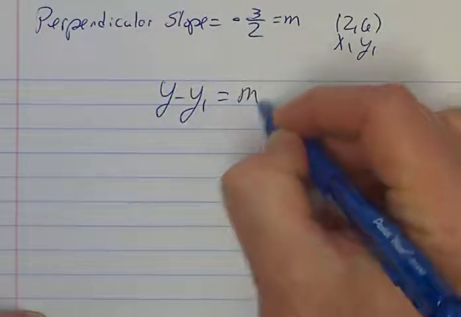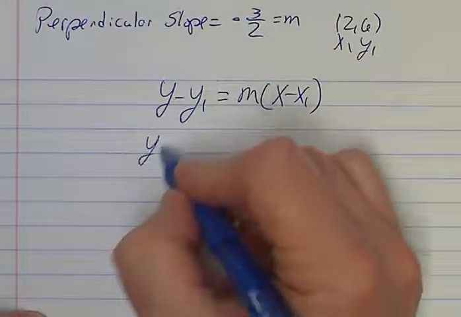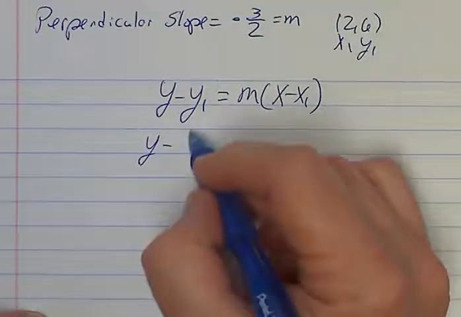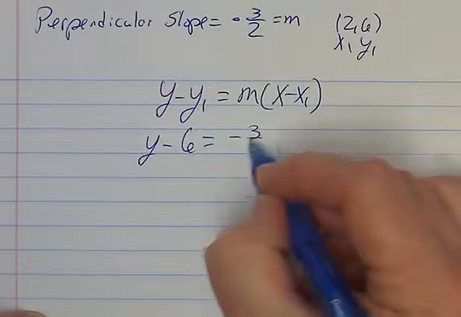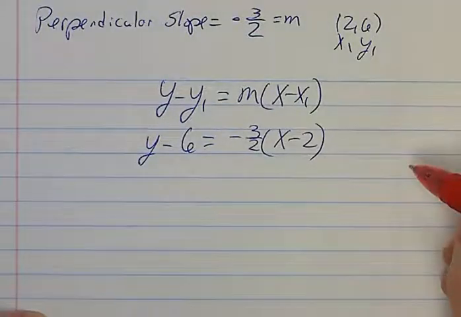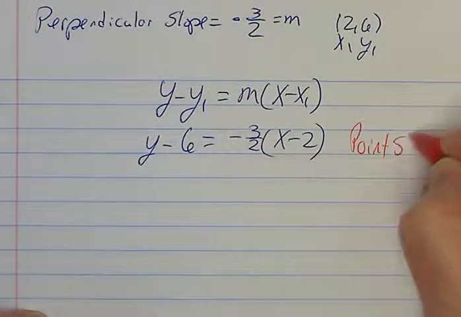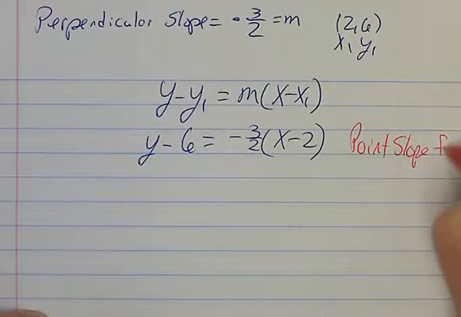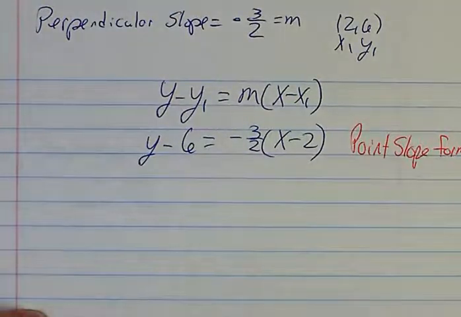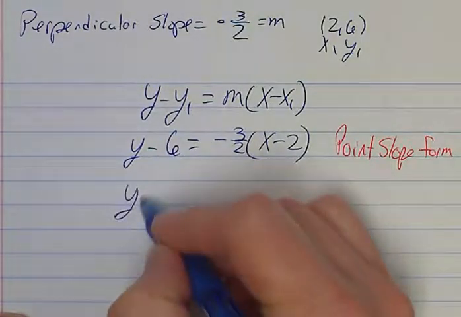And we're going to plug it in to that equation. That's y minus 6 equals -3/2 times x minus 2. That would be point slope 1. Again, just for practice, we're going to go ahead and do both, because the more times you practice, the easier it gets.